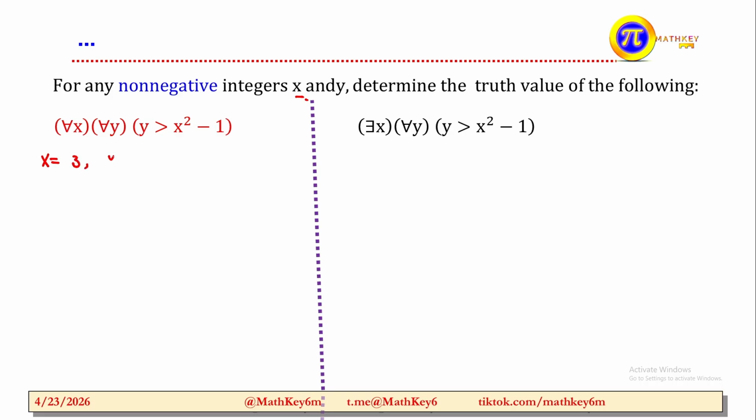Let's take y is equal to 1. Yes, x is 3, non-negative. y is equal to 1, also a non-negative integer. Now check whether it satisfies or not. 1 is greater than 3 squared, which is 9, minus 1. This shows that 1 is greater than 8. This implies that it is false. Because of this, for all x, for all y, y is greater than x squared minus 1 is false.